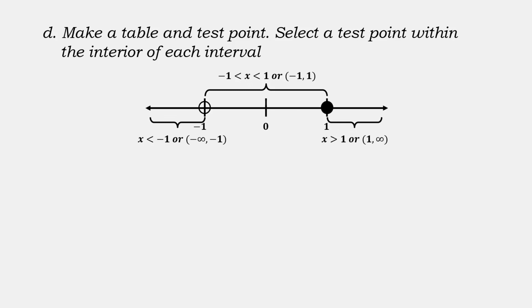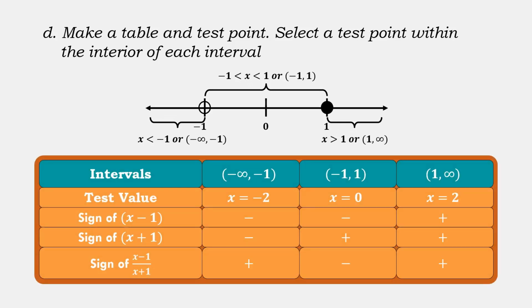Next, make a table and test point. Select a test point within the interior of each interval in step 3. These are your test value. Sign of x minus 1, sign of x plus 1, sign of x minus 1 all over x plus 1. And these are your test point. Negative 2, 0, and positive 2.